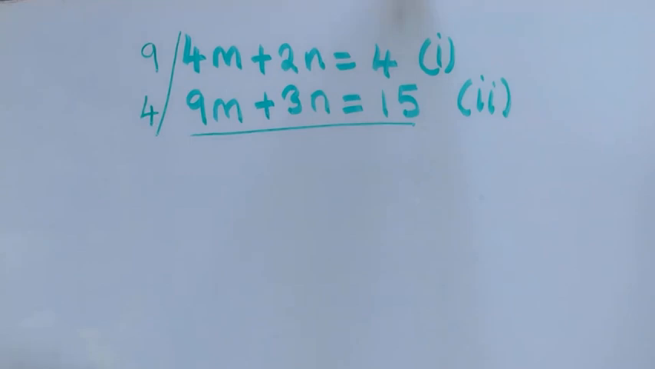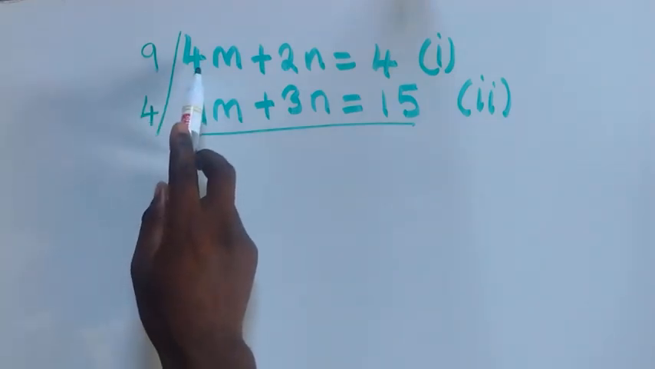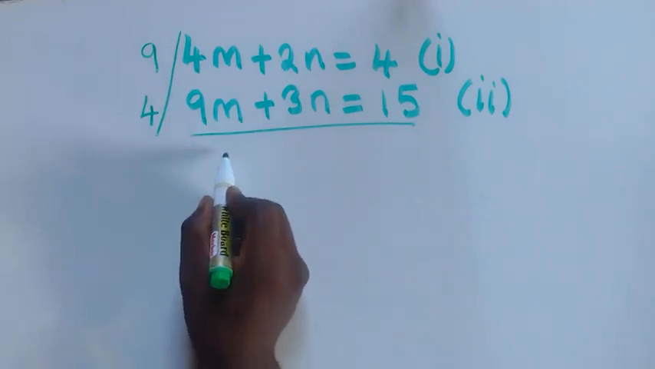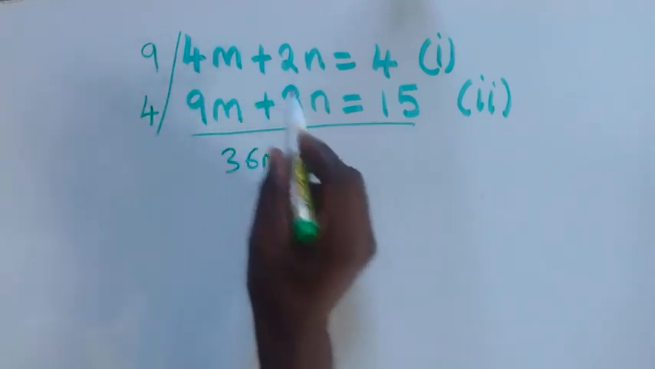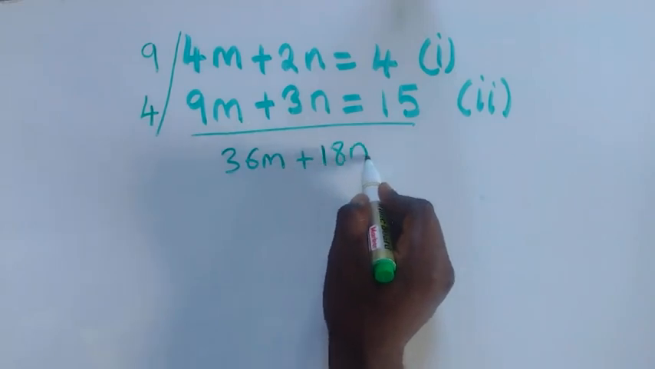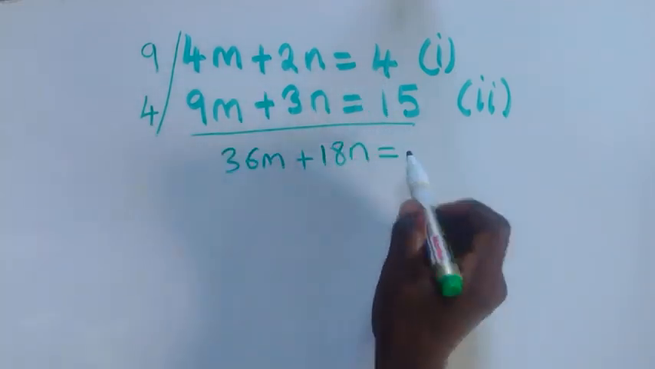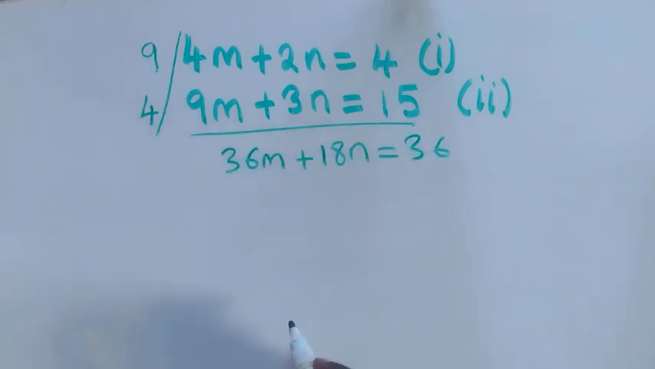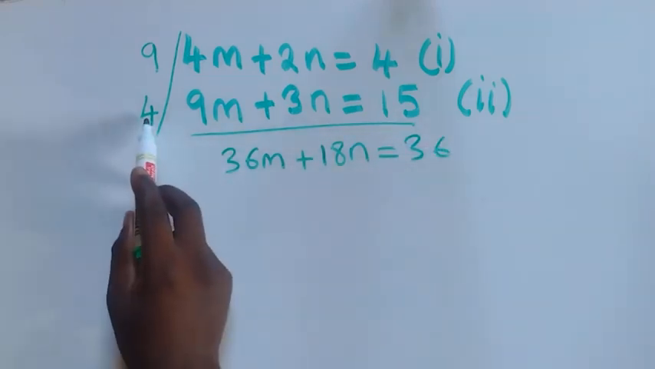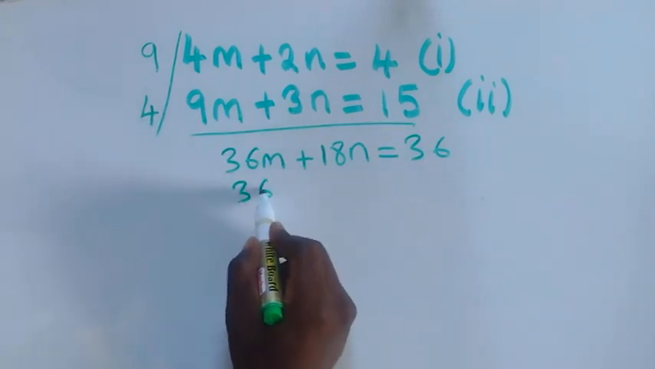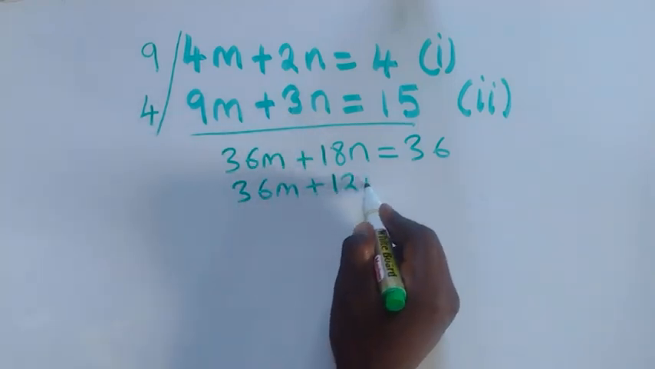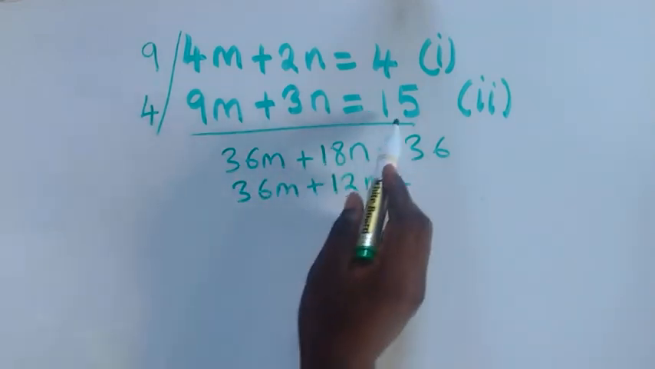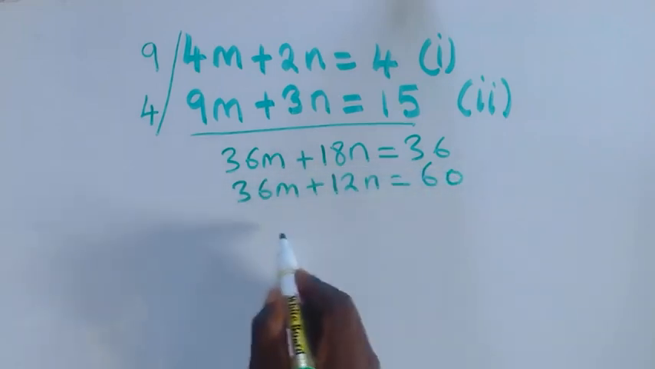From there, it becomes very easy. We are just going to multiply. So 9 times 4 gives us 36. So we're going to have 36m plus 9 times 2, 18n, equal to 9 times 4. We are going to get a 36. Then from here, we can also say 4 times 9 to give us 36m plus 4 times 3 to give us 12n equal to 4 times 15 to give us a 60.